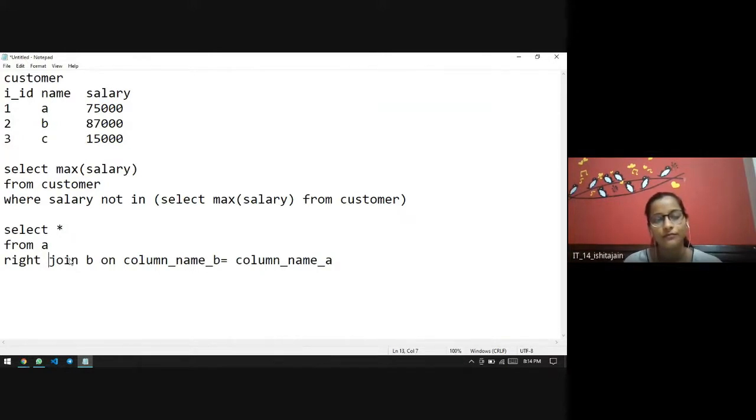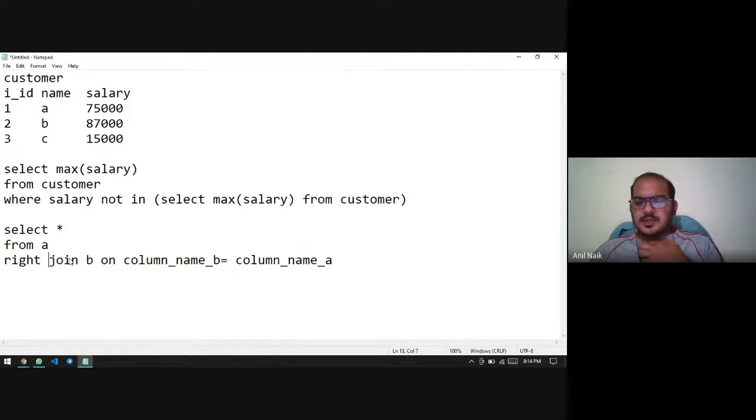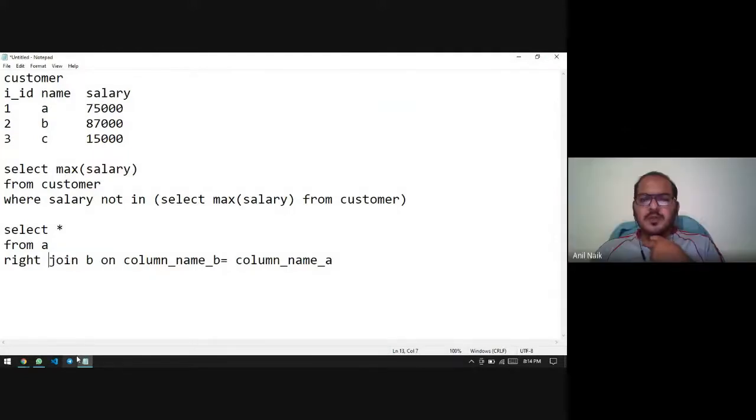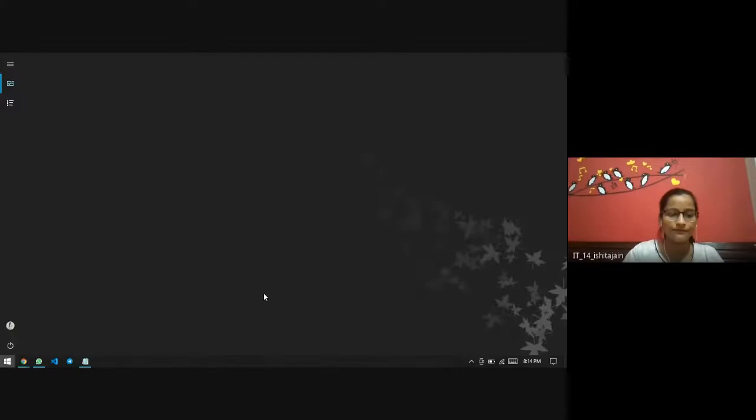Can you explain inner join, left join, right join with a Venn diagram? Sir, is it possible? Venn diagram. You just open Paint. Yeah.